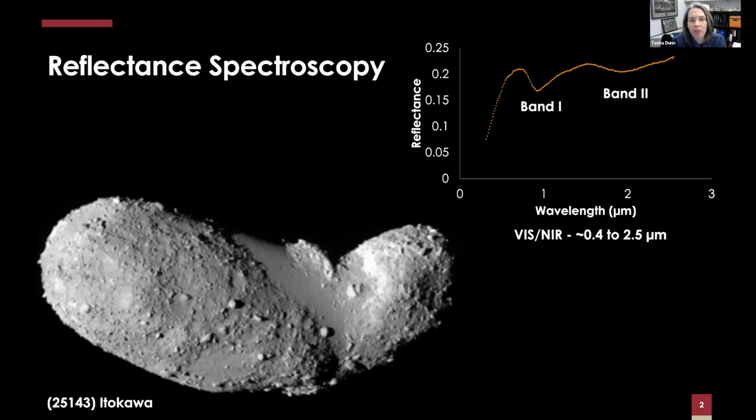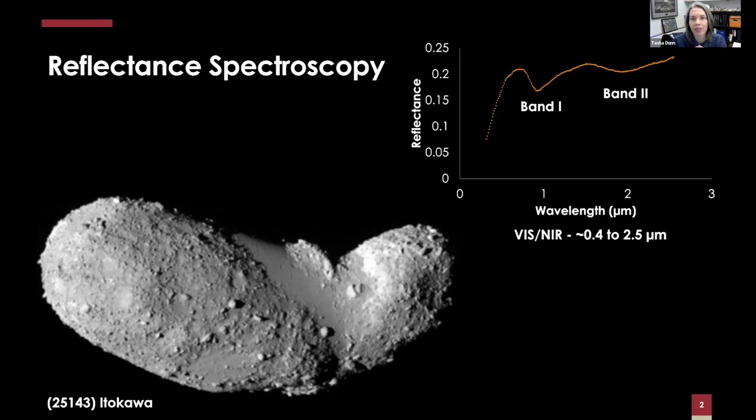So reflective spectroscopy is a study of light that is reflected off the surface of an object. And the most widely used wavelength region to study asteroids is in the visible and the near infrared, from about 0.4 to 2.5 microns. This is because this is where the sun emits most of its energy. Also, this wavelength region is very easy to observe from Earth because the atmosphere is relatively transparent. Also, really importantly, many minerals that are found in meteorites and therefore asteroids have characteristic absorption bands in this wavelength region.